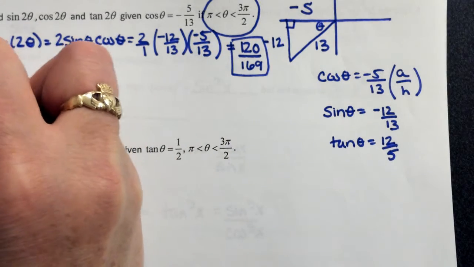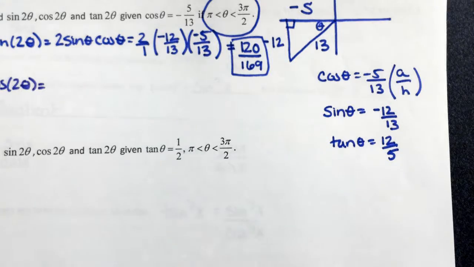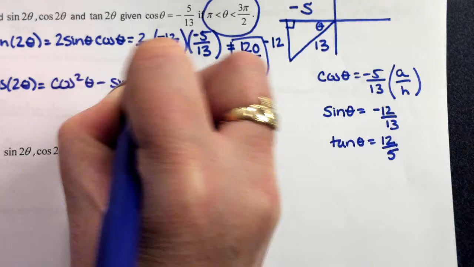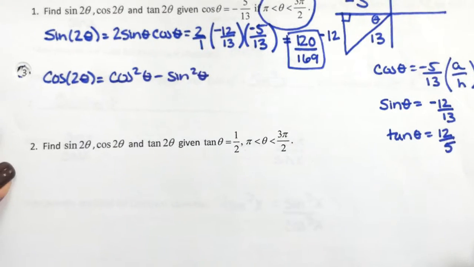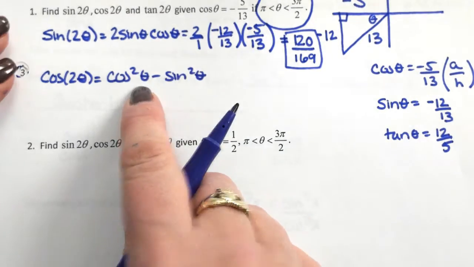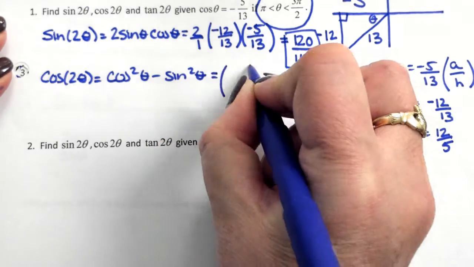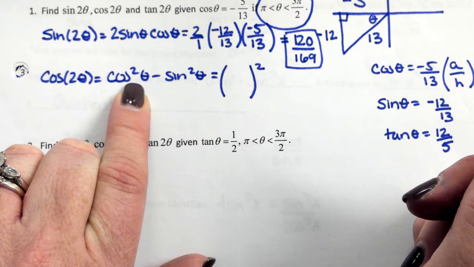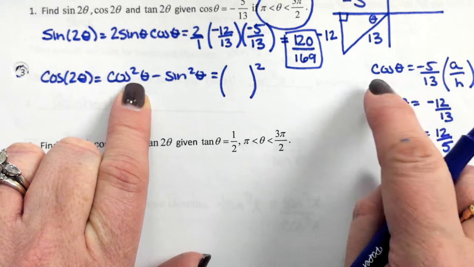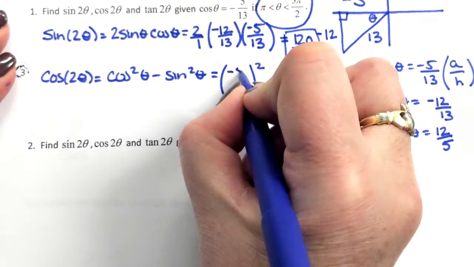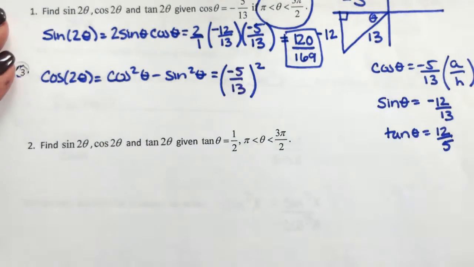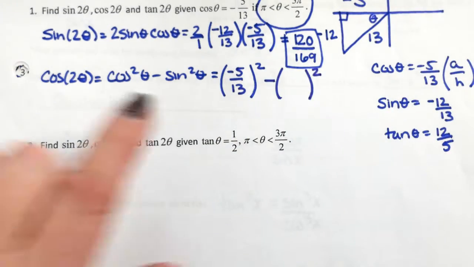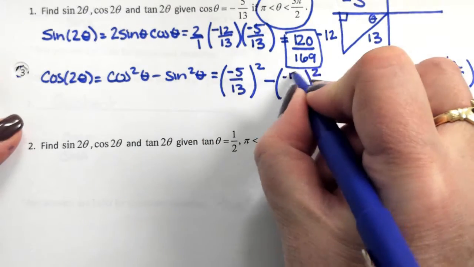Cosine. So cosine of 2 theta, again, is the cosine squared of theta minus sine squared of theta. Now remember, like I mentioned, what this notation means. You're taking something and you're going to square the quantity. That's what this cosine squared means. So again, find the cosine of theta. The cosine of theta was given to us as negative 5 over 13. Minus. Do the same thing with your sine ratio. The sine of theta is negative 12 over 13.